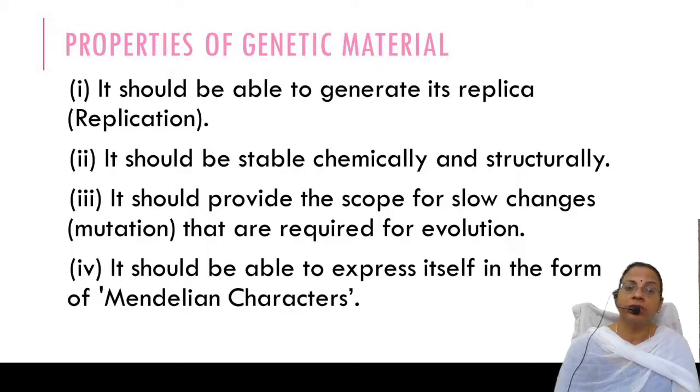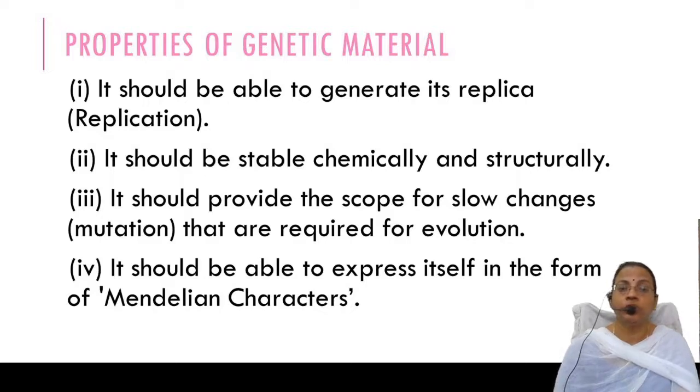Then it should be stable, chemically and structurally, because the structure should be stable. This is most apt for DNA. Structurally, DNA is helically wound with the help of two polynucleotide strands. And chemically also, the components in the DNA are more stable. We learned that it has thymine and pentose sugar with one O less, that means an H group alone. So it is more stable.